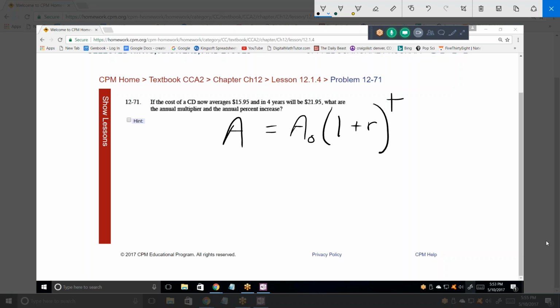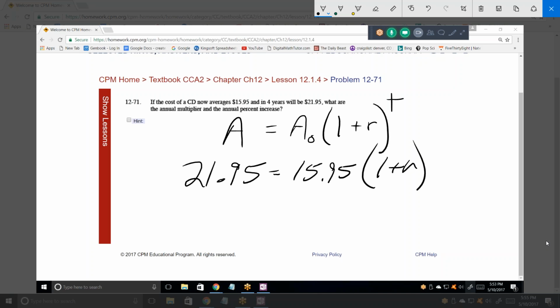Well, they've given me 3 of them. The final is 2195. The beginning is 1595. That's 1 plus r. And they said that it happens in 4 years. So now I can solve it. I'm looking even at an algebraic equation. I'm not looking at an exponential equation anymore. My variable's on the algebra line. It's not in the exponent.